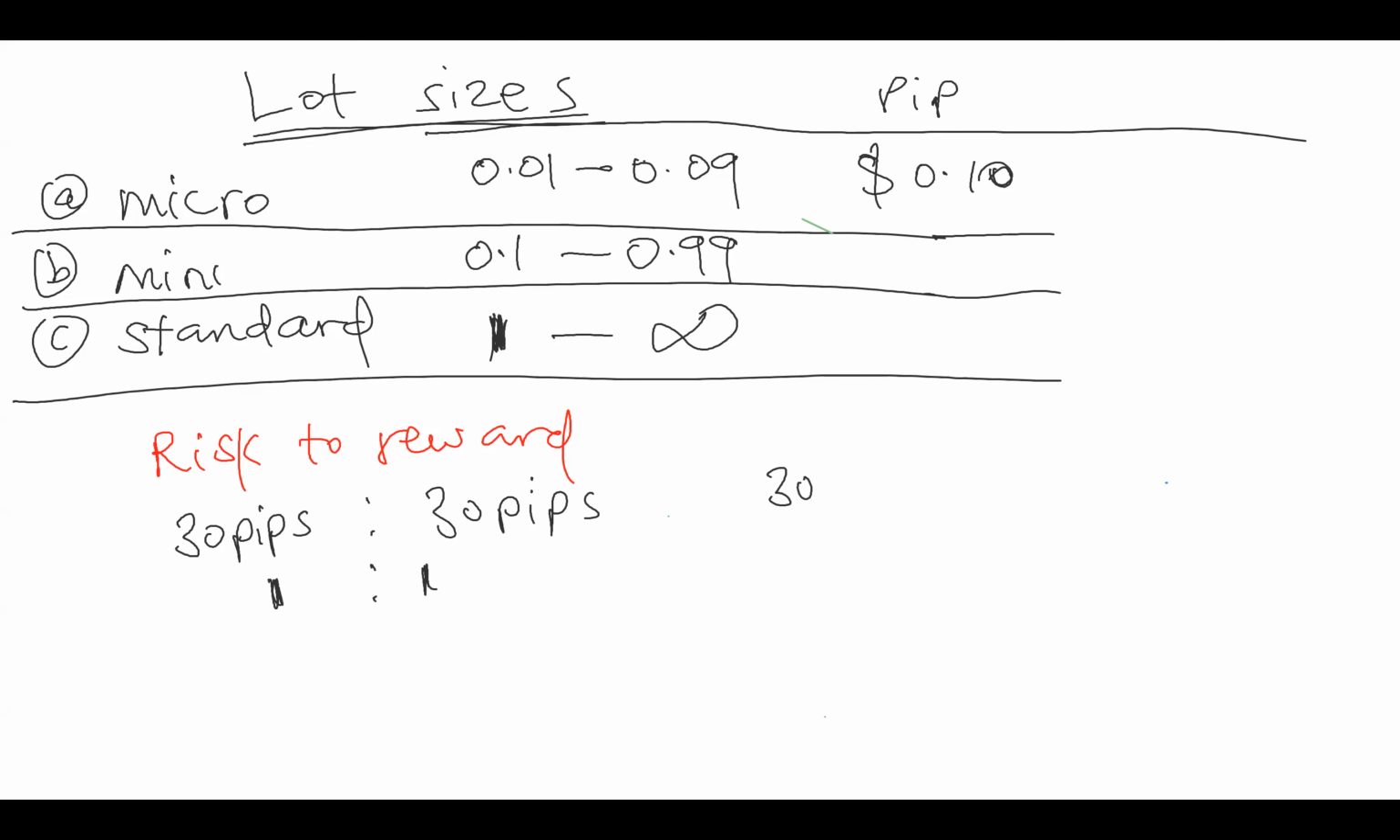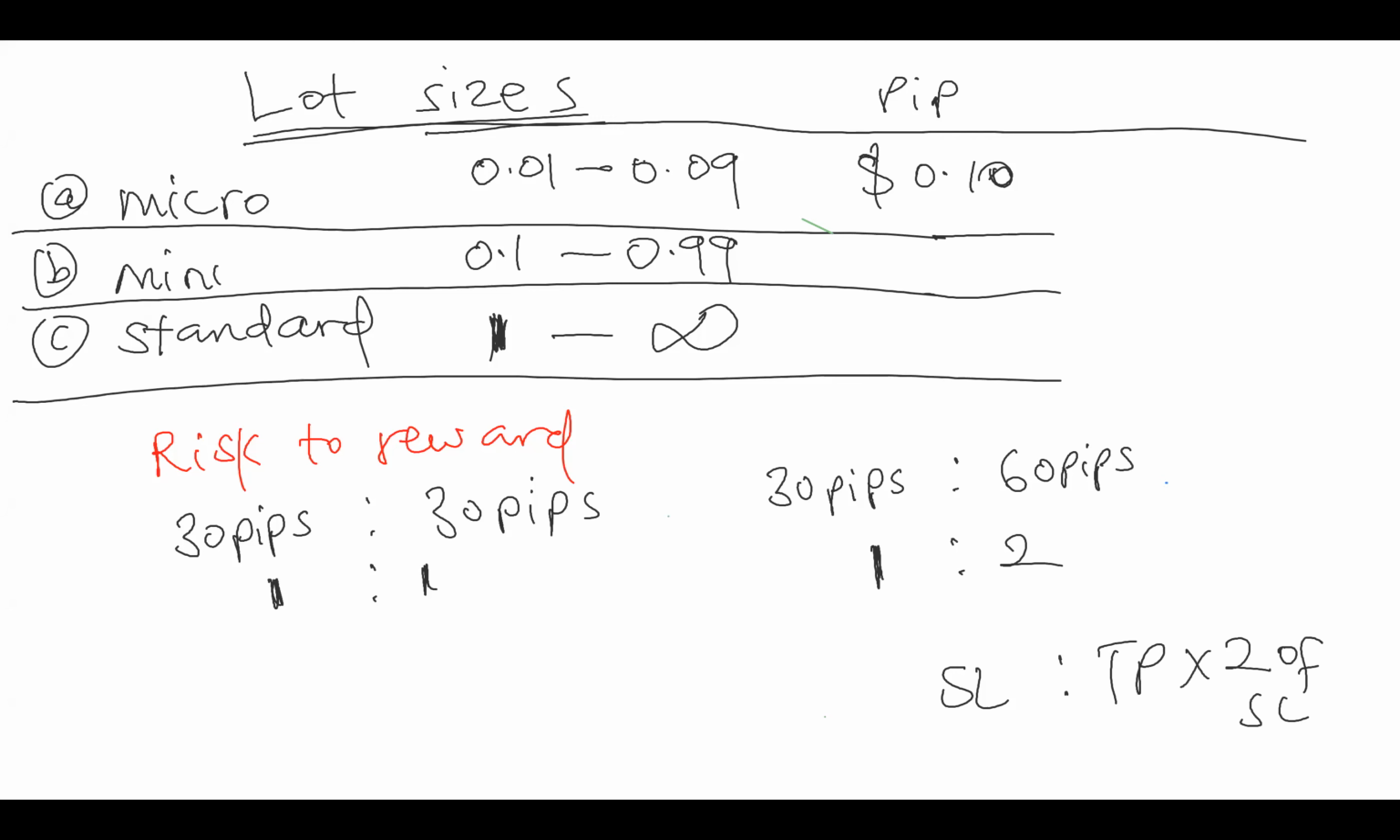If I'm risking 30 pips and I'm targeting 60 pips, my risk to reward ratio is what? 1:2. So when people are asking what's the risk to reward of this trade, or if I say risk to reward ratio is 2, you actually know that I'm talking about TP being times 2 of SL, right? If I'm risking 30, I should be able to gain times 2 of that. This is a very nice trade to take, right?